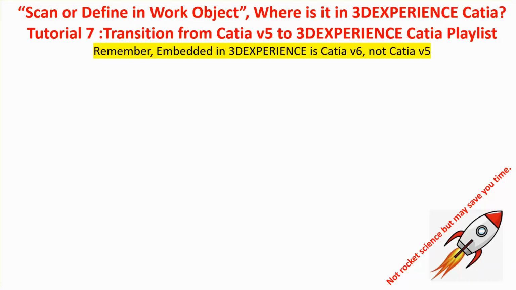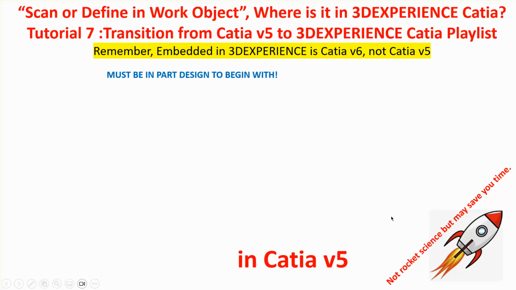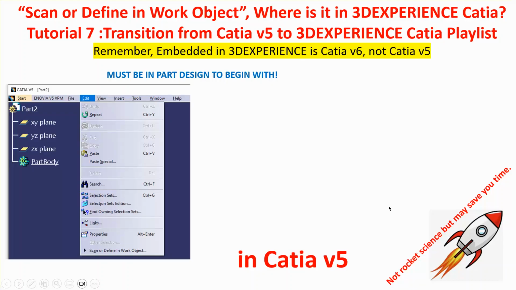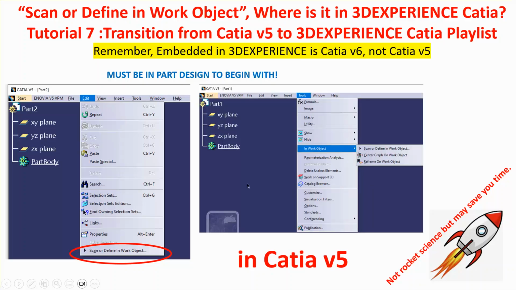This particular tutorial is to show you where to find the scan or define in-work object in the 3D Experience CATIA, okay? Now, let me remind you that in CATIA V5, first of all, in order to use that scan or define in-work object, you must be in part design. So if you're in part design, one way to get there is to go to Edit, and down here it says scan or define in-work object. The other way to get it is to go to the Tools tab, and under work object, you find scan or define in-work object right there.